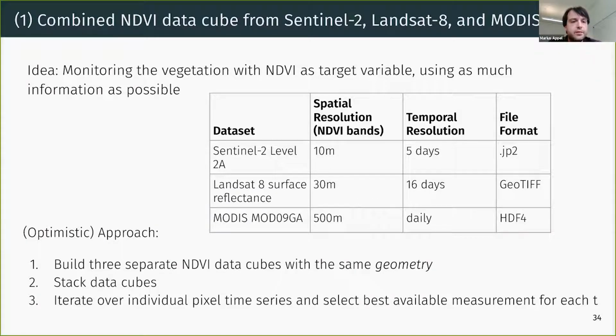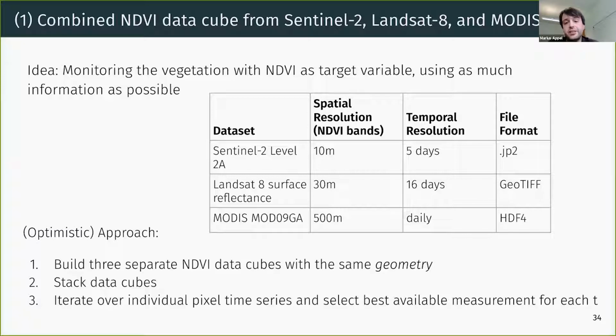So the idea is that we want to monitor vegetation with NDVI as our target variable, but we want to use as much information as possible. And therefore we use different data sets. So we try to use Sentinel-2 level 2A data, we try to use Landsat 8 surface reflectance data, and we try to use some MODIS data, in particular the MOD09GA product. And these data sets have fundamentally different properties. So for instance, the spatial resolution varies between 10 meter, 30 meter, and 500 meter for the MODIS product.